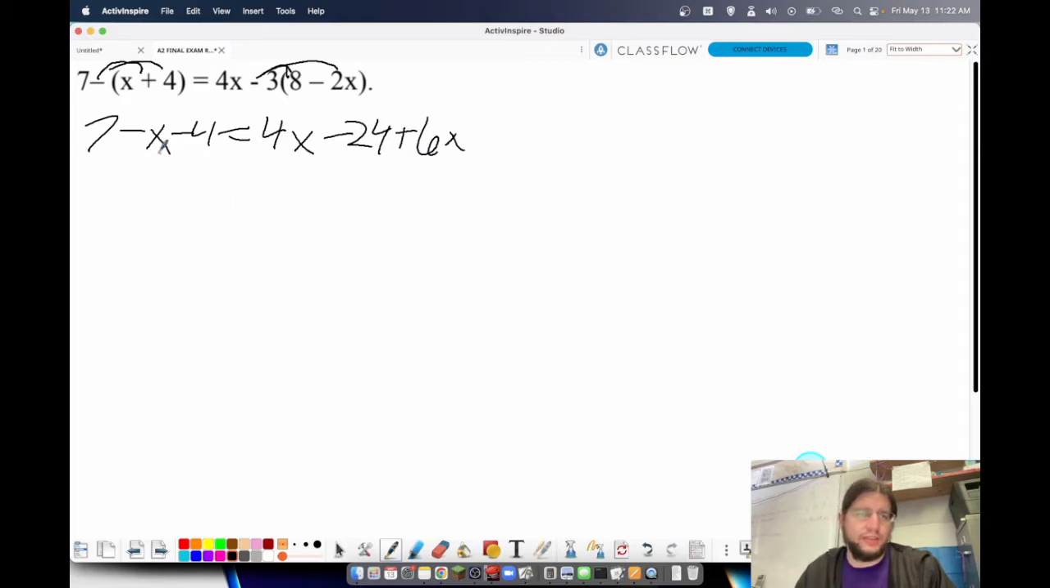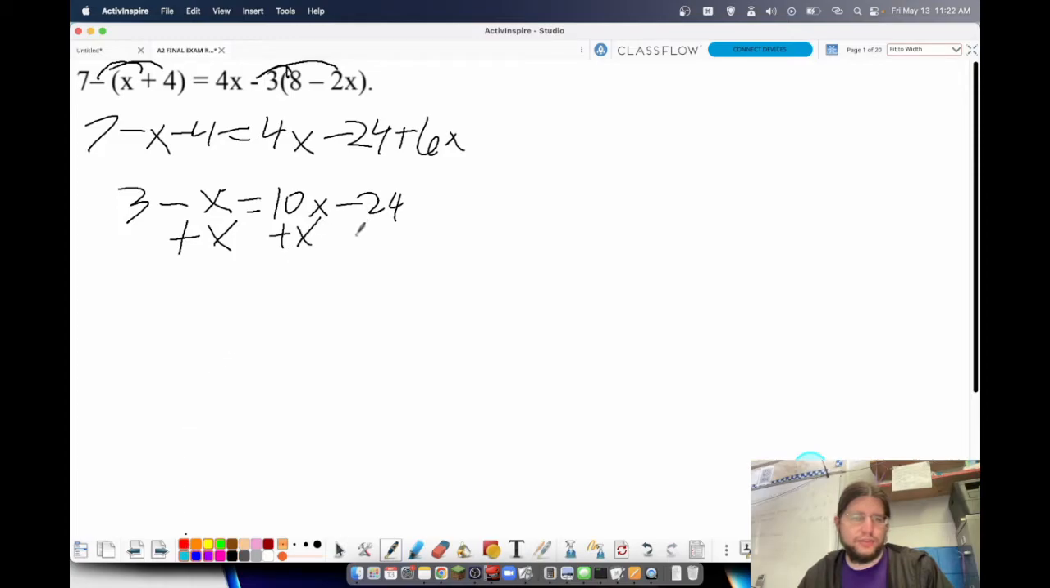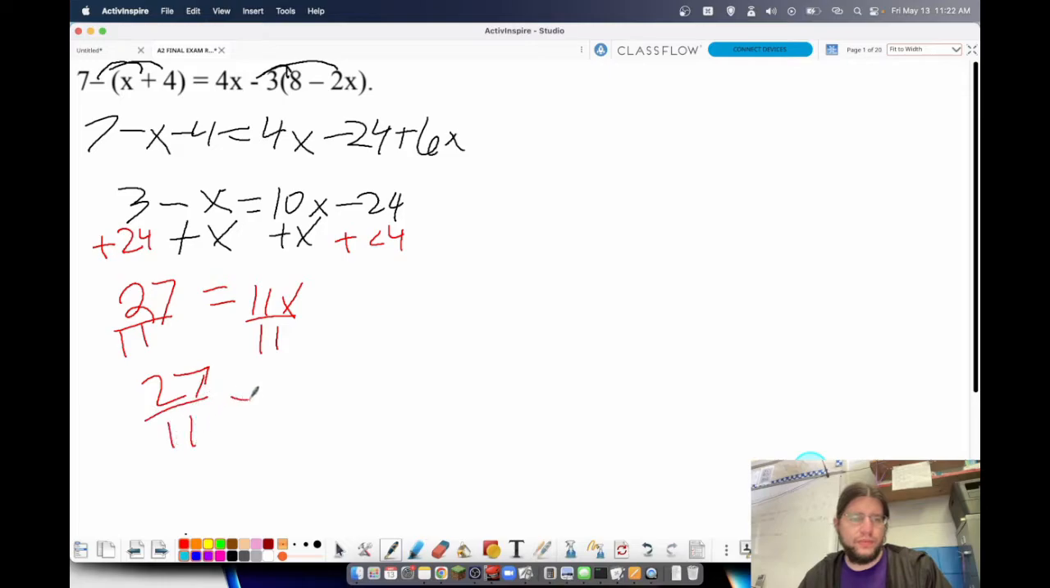From there, we're just going to combine our like terms. Get the x's on one side, doesn't matter which. I'll get the x's on the right this time. And I'll get my constants on the left. So that gives me 27 equals 11x. Divide by 11. So we get 27 over 11 equals x.